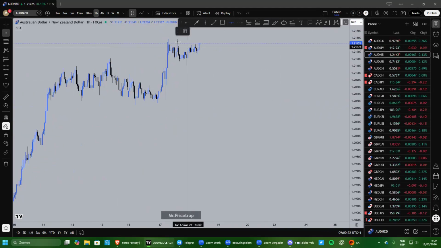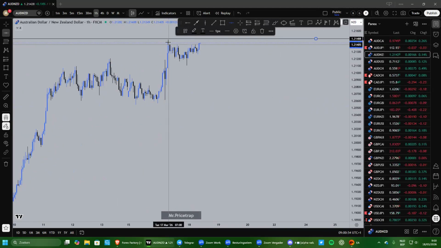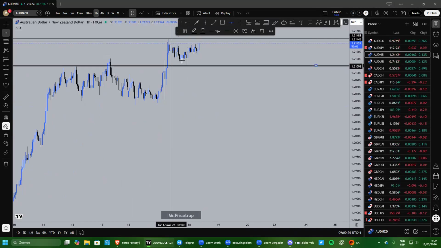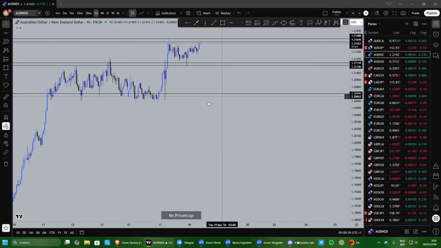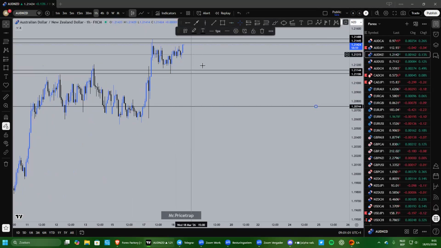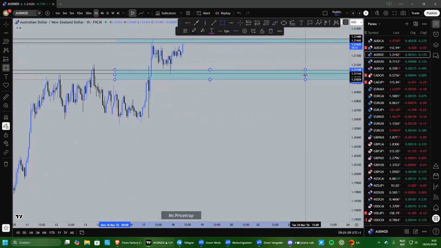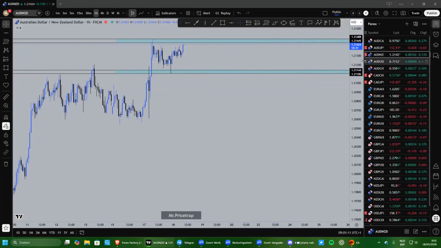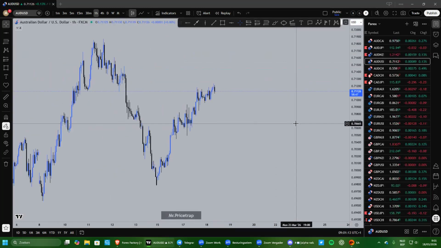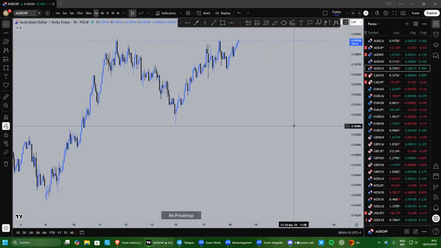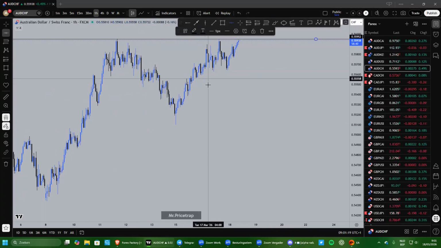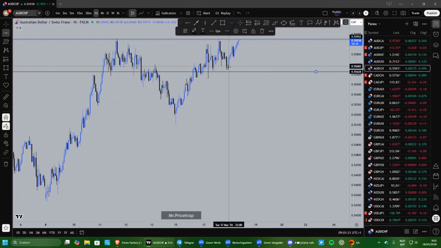AUD NZD, you can definitely trap this again. You can definitely just go for the high here. If you missed out on this opportunity with the breakout retest here, that was an opportunity I gave to the private side of the Discord. There we go. Don't like this one. AUD, oh, it's CHF, excuse me, but it's looking pretty solid, right?